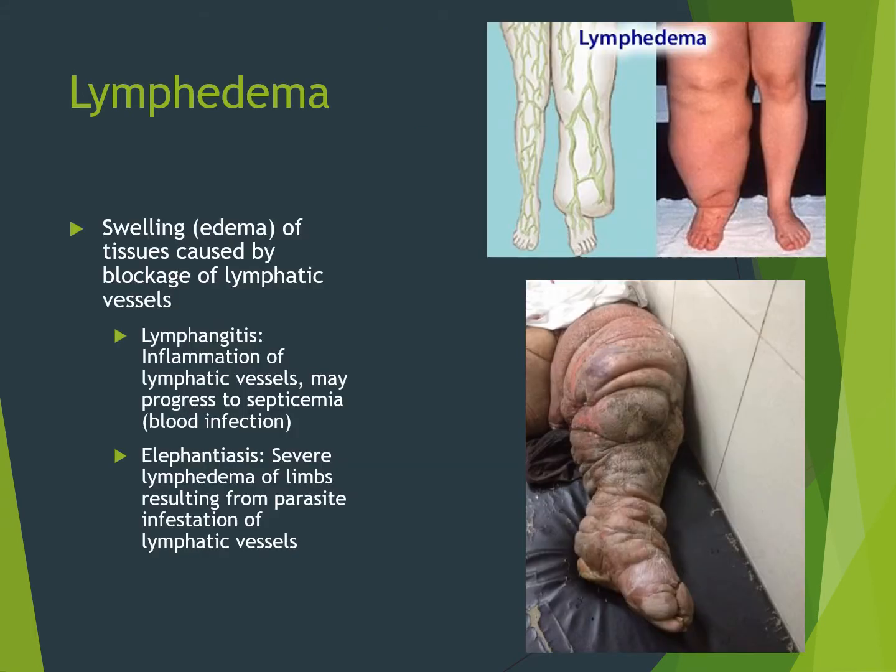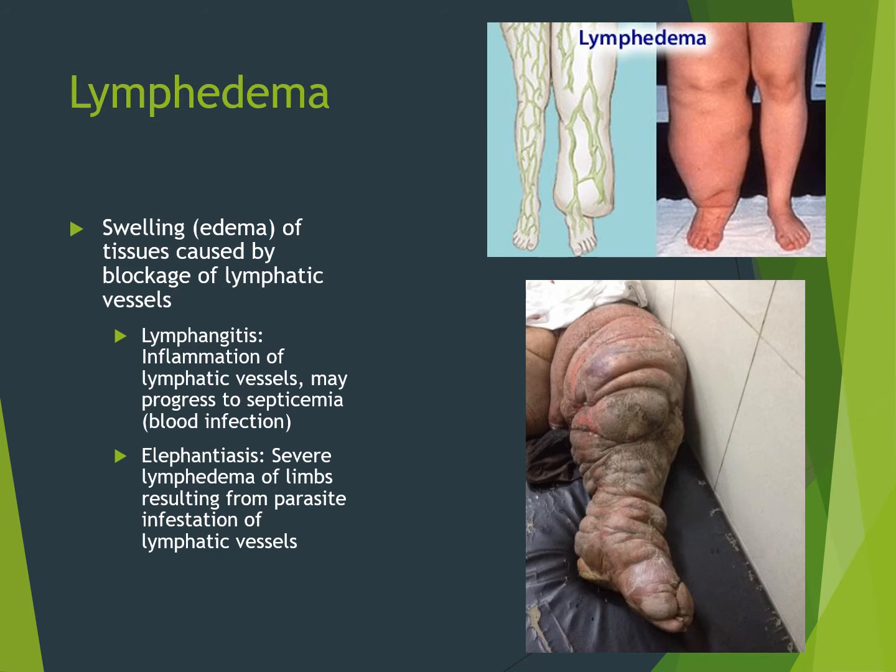So when the lymphatic system is not absorbing that fluid in the tissues like it should, we get swelling. That swelling is referred to as lymphedema. This could happen because there's some sort of blockage in the lymphatic vessels. It could also be due to some sort of congenital abnormality or maybe some sort of injury.